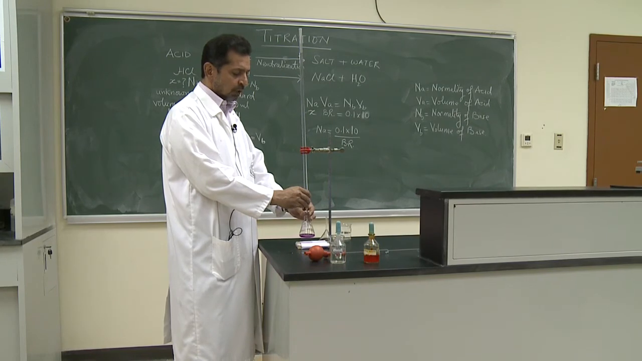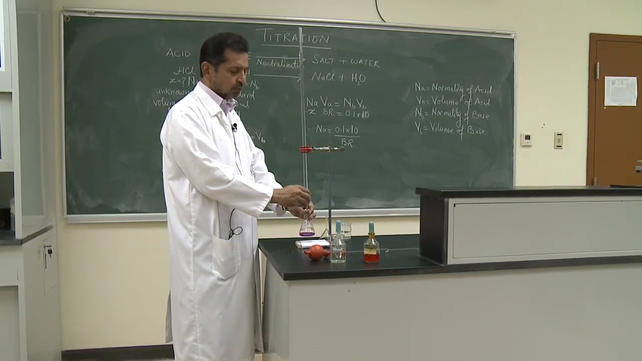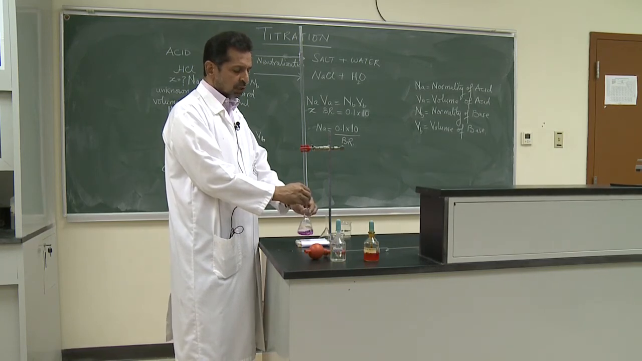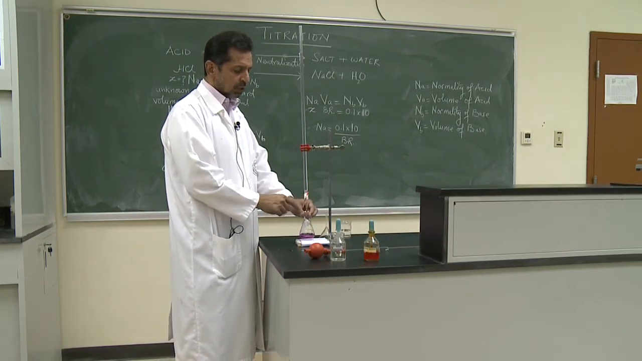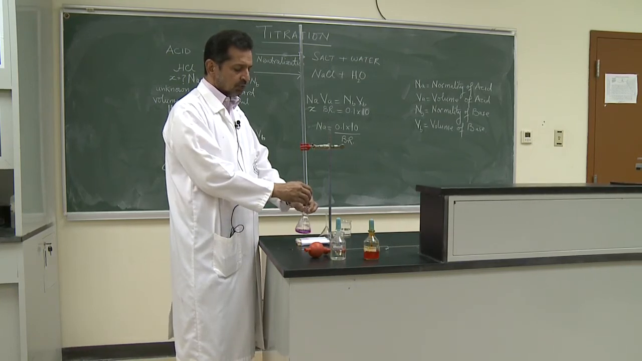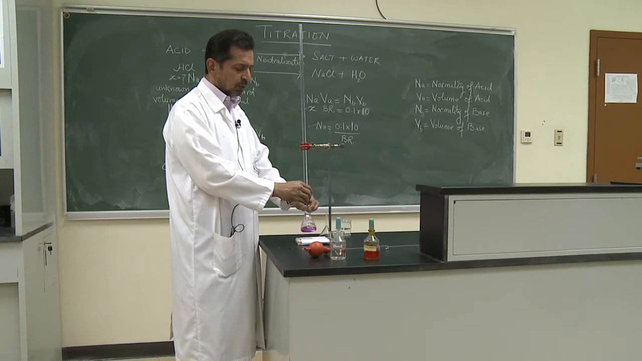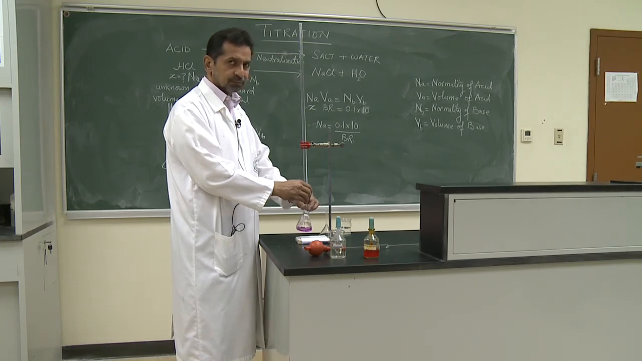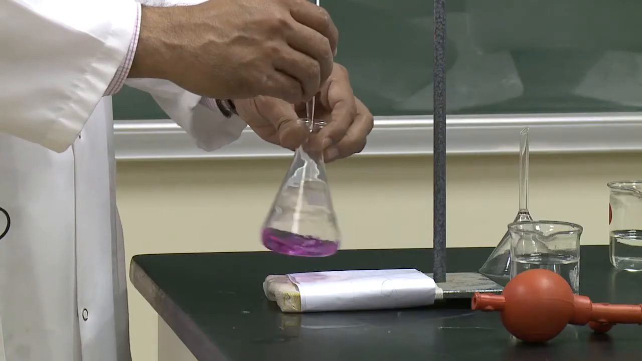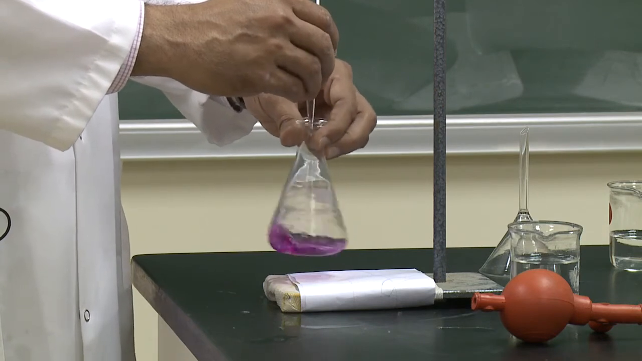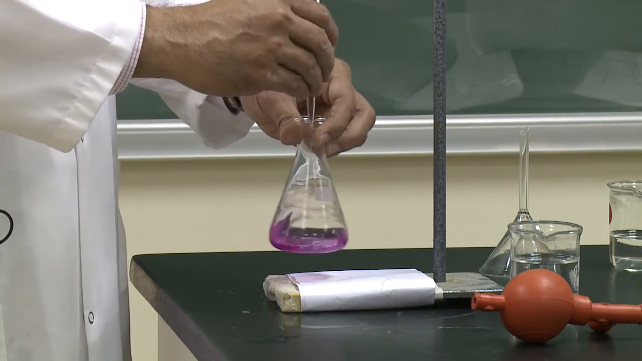It should be gradual and slow, so you can control the volume of the acid from the burette. Continuously shake the flask, and you can see the drops are going slowly in the flask. Continuously shake the flask and run the burette slowly and gradually until the color changes. Add the acid from the burette slowly and continuously shake the flask until the color disappears.